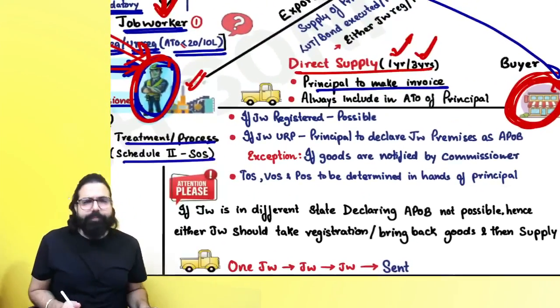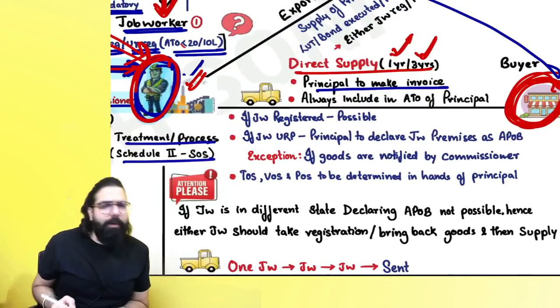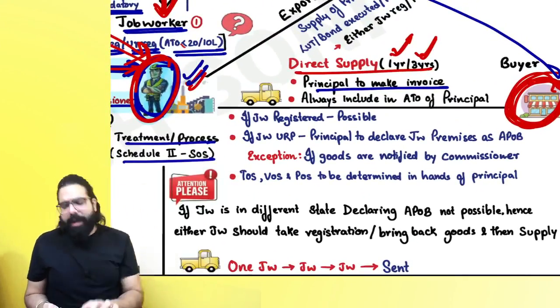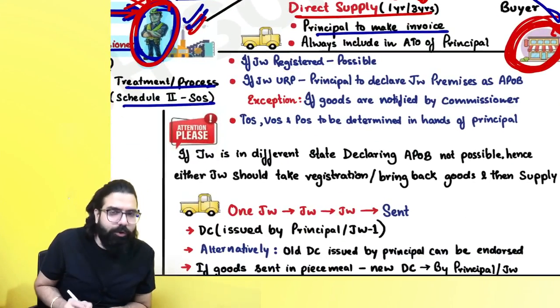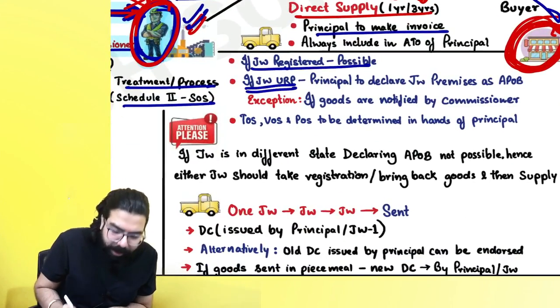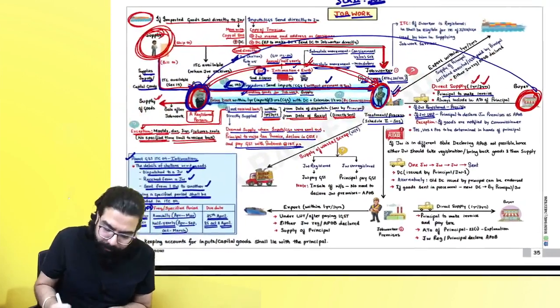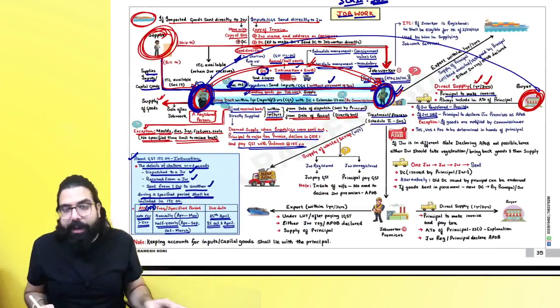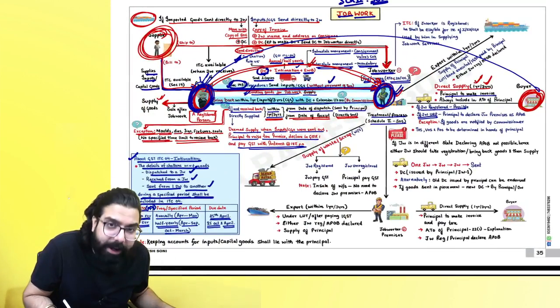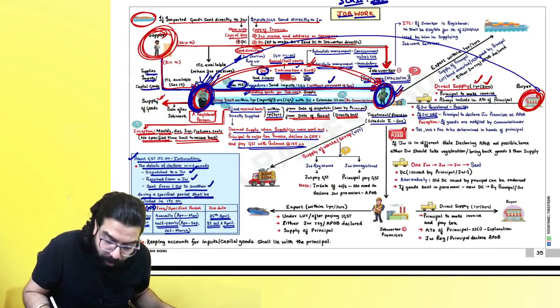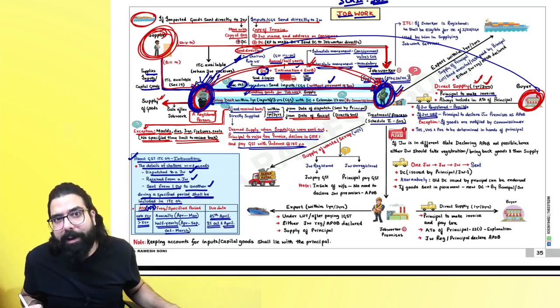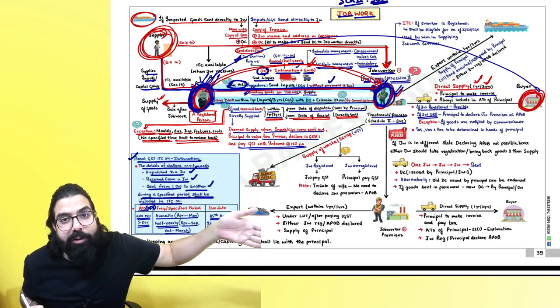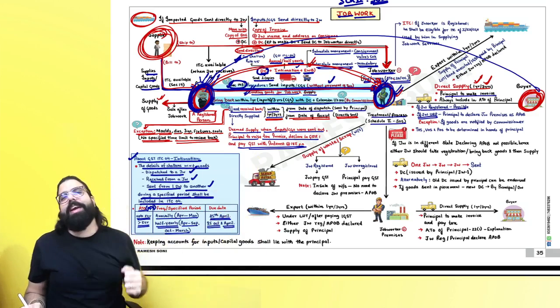Okay, sir. Supplying from the job worker premises, is it possible? Yes, sir. Always remember, job worker has to be registered. And if job worker is unregistered, remember, if job worker and you are in the same state, then what you can do is, you are already registered. Under your registration, you can declare his place as your additional place of business. It means now that place is your godown, and from there you can go ahead and supply.